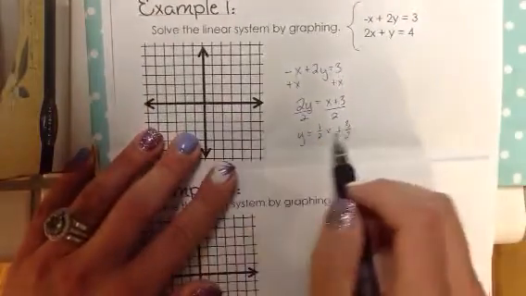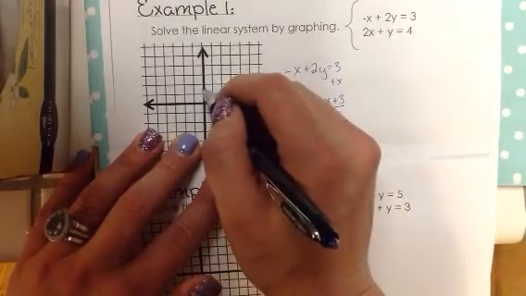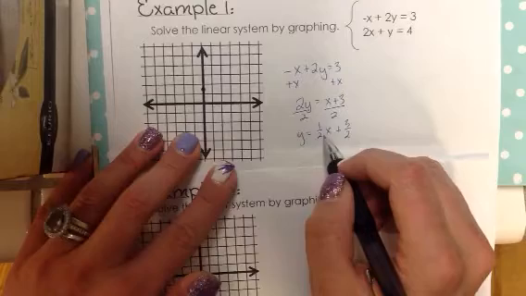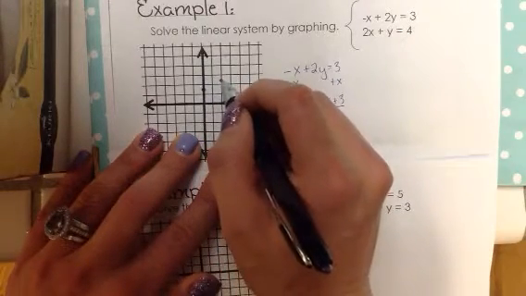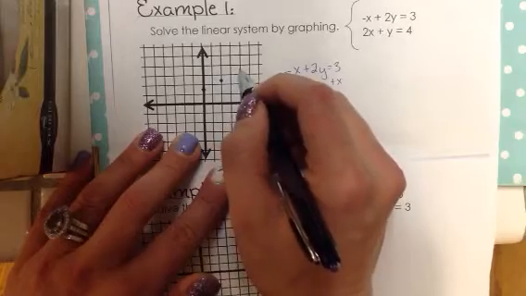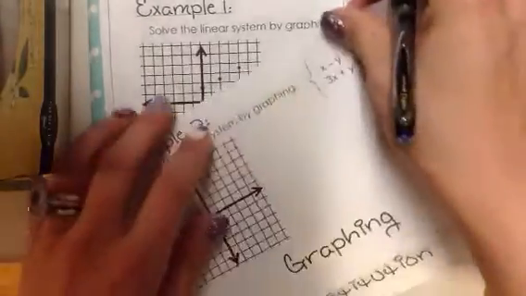So I'm going to graph this at 3/2, which is about 1.5. So I'm at about 1.5 there, and then I'm going to go up 1 over 2, up 1 over 2. I can then connect my line.